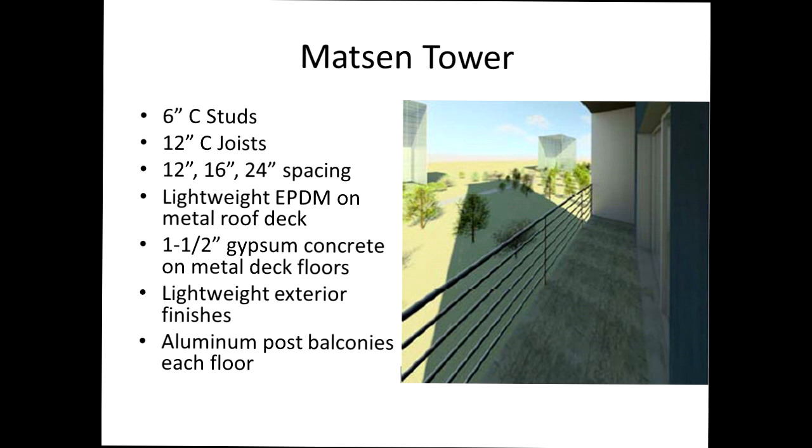The roof deck consisted of metal deck with a lightweight EPDM system on it. Each floor used 1.5 inch poured gypsum concrete on metal decks. Lightweight exterior finishes such as EIFS were used on the exterior, and the balcony system used aluminum post balconies at each floor level.